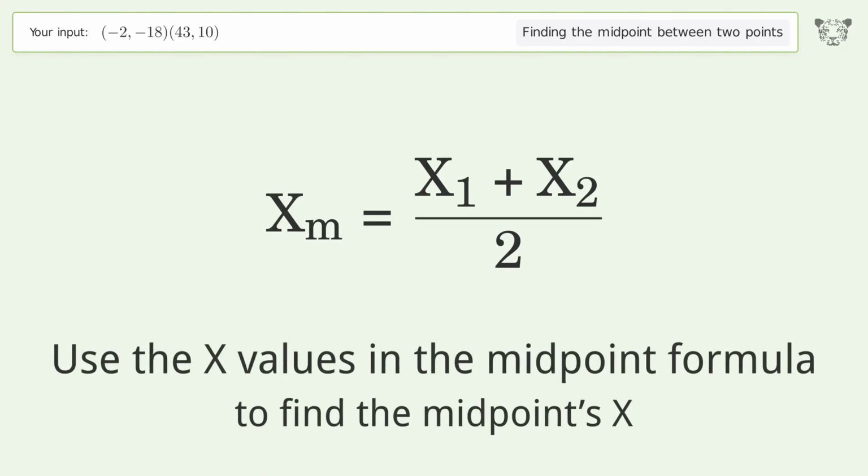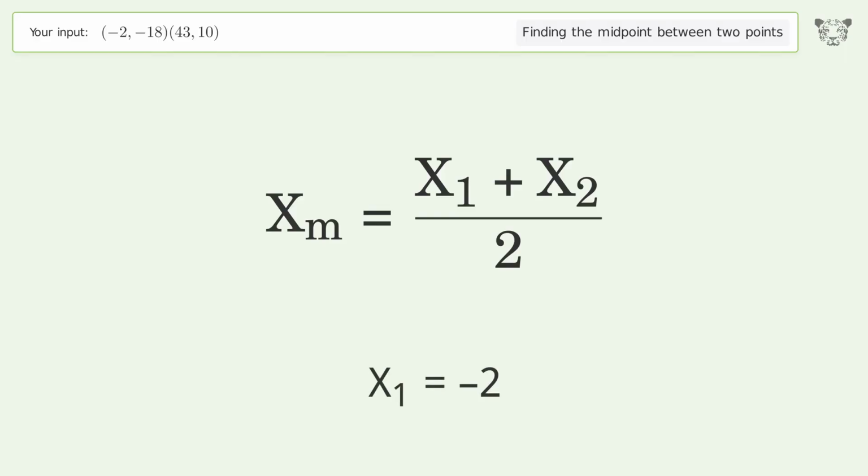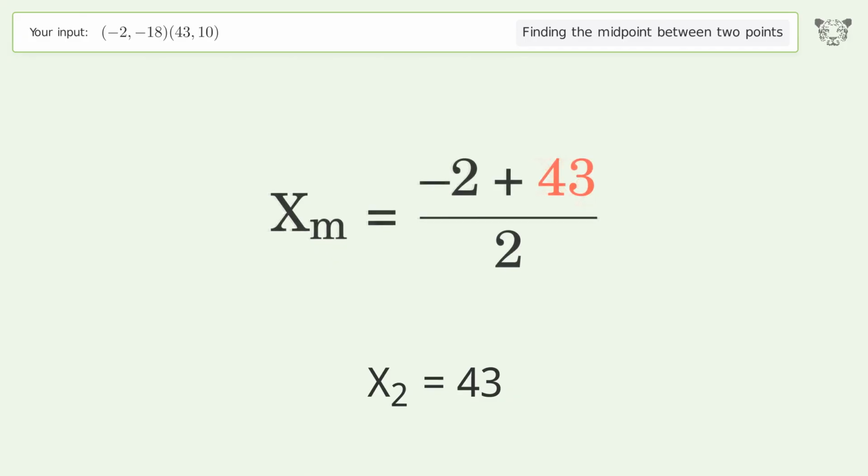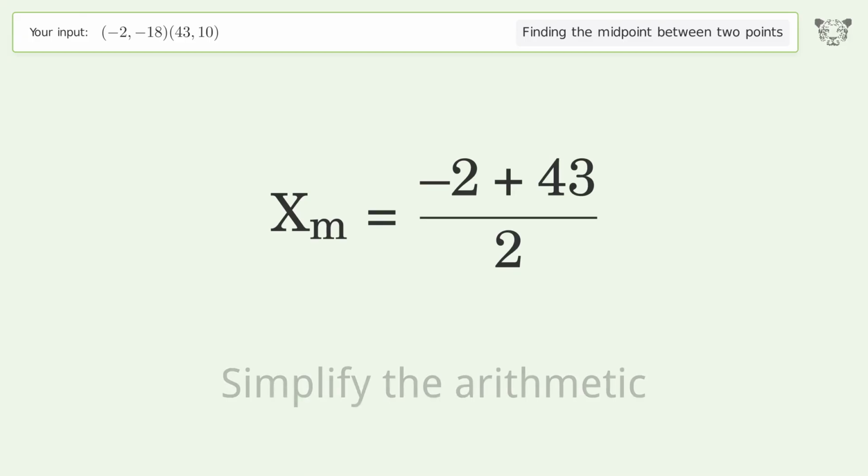Use the x values in the midpoint formula to find the midpoints x. x1 equals -2. x2 equals 43. Simplify the arithmetic.